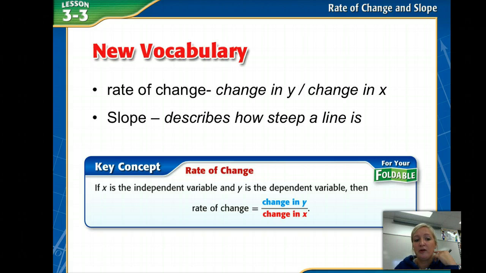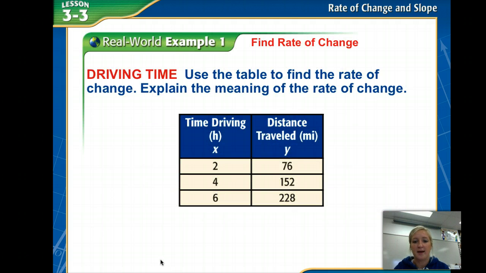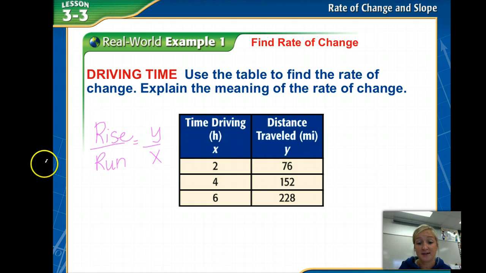Your two vocabulary words are rate of change, which represents the change in y over the change in x, and slope, which describes how steep a line is. Make sure you get those down in your notes. Let's get started right away. Rise over run, if you remember that from last year, is the same thing as the change in y over the change in x.